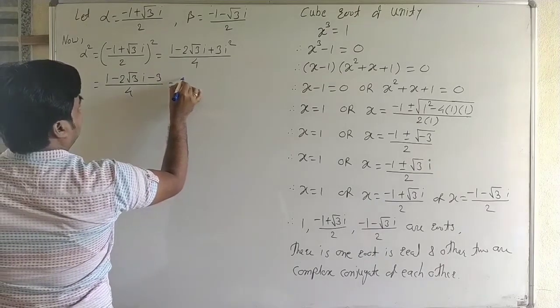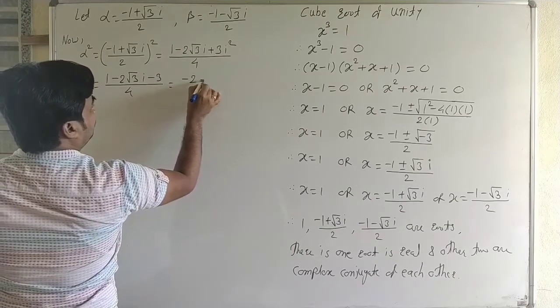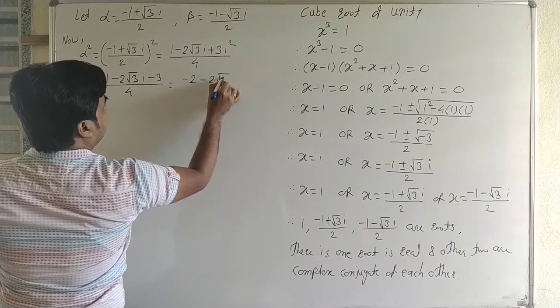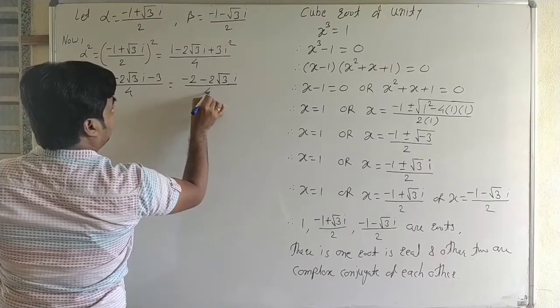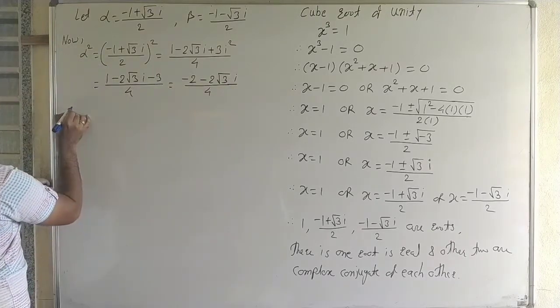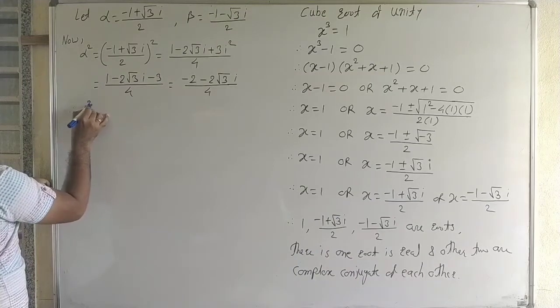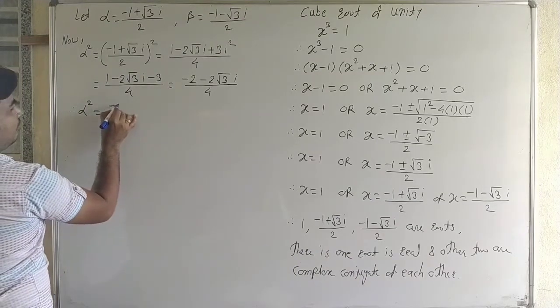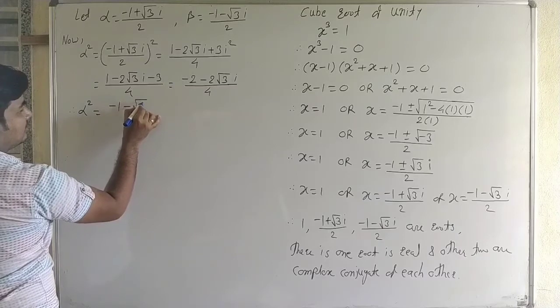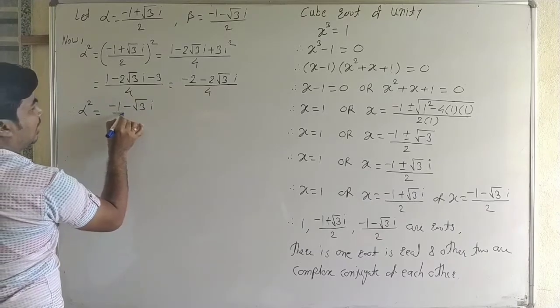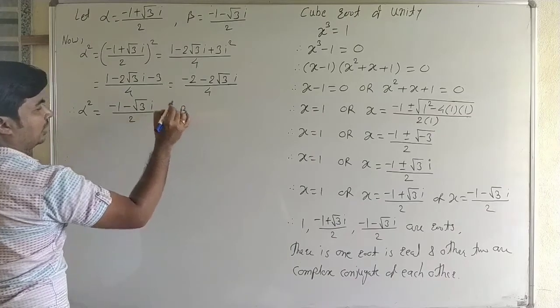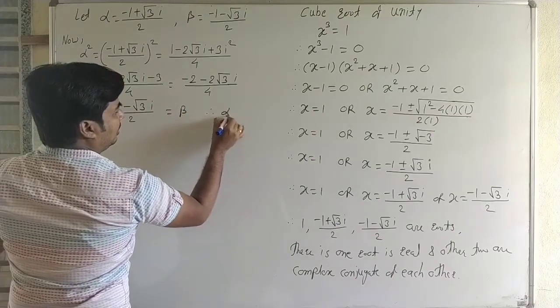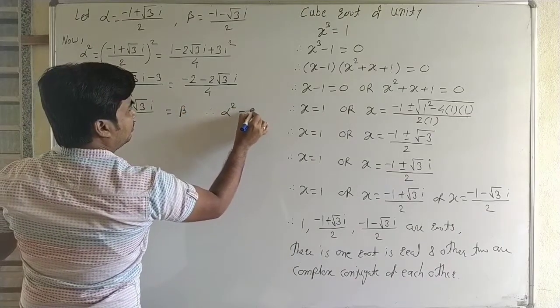Then it is minus 2 minus 2 under root 3i upon 4. Then take 2 common. Therefore we can write alpha square is equal to minus 1 minus under root 3i upon 2, and that is beta. Therefore alpha square is equal to beta.